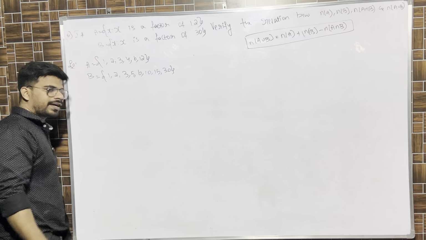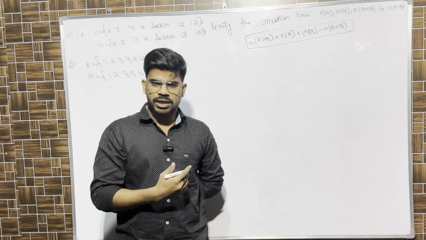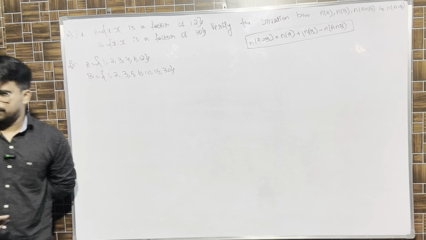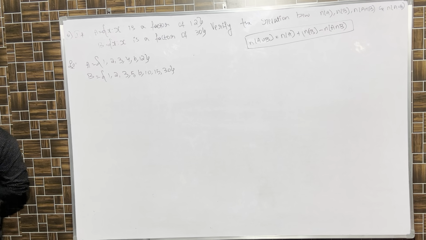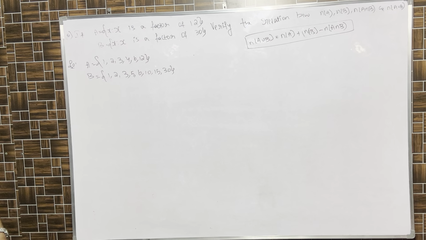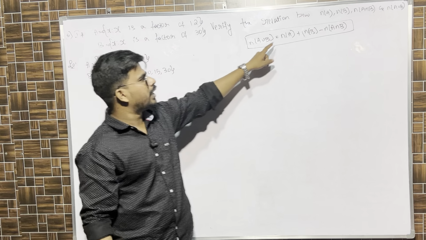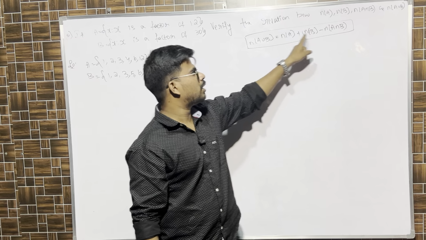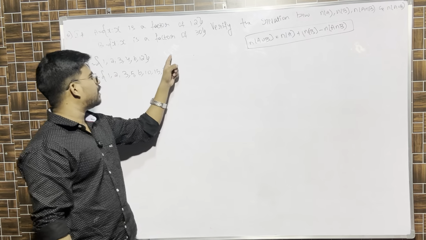So basically, what are factors? Factors are the numbers by which the given number is divisible. Those are factors, or we can call them divisors, right? So from the set builder form we have made it into roster form. In the formula, n of A should be there, n of B, n of A union B and intersection. So we have A and we have B.